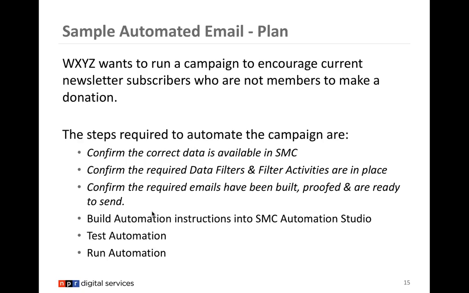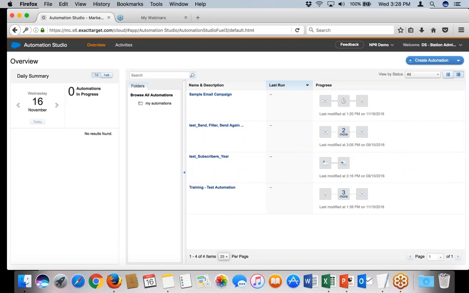So for this exercise, we want to send this email campaign. We've done a lot of the homework. We have some emails built. We know what we want to do. And we are ready to jump into the Automation Studio and set up the automation to give it a test. So let's go do that.